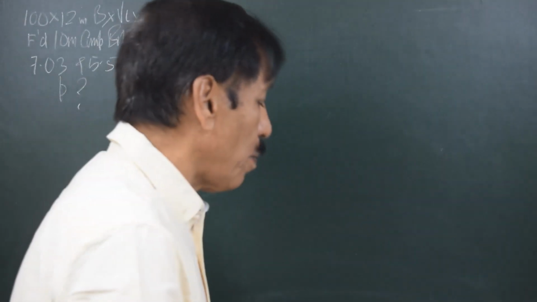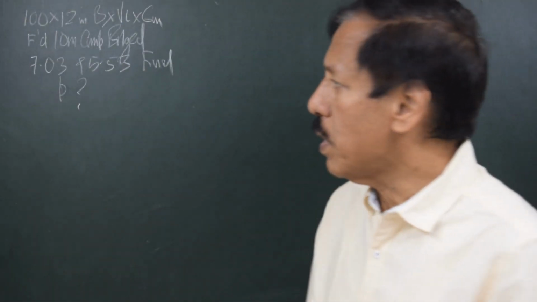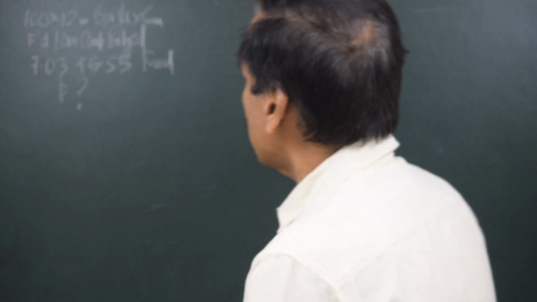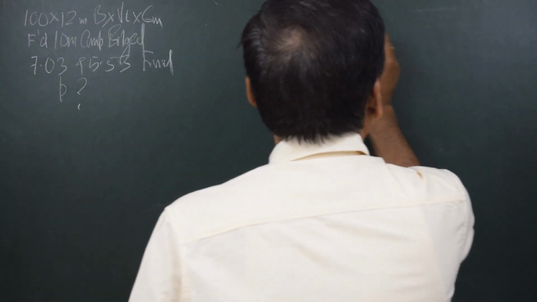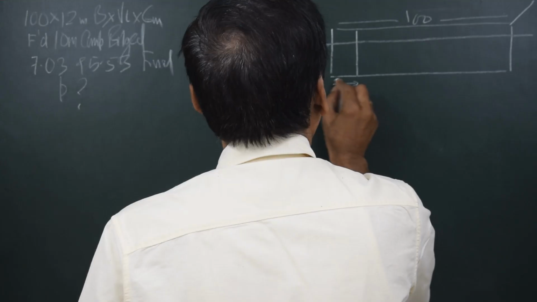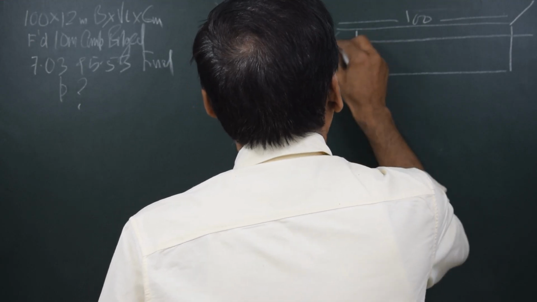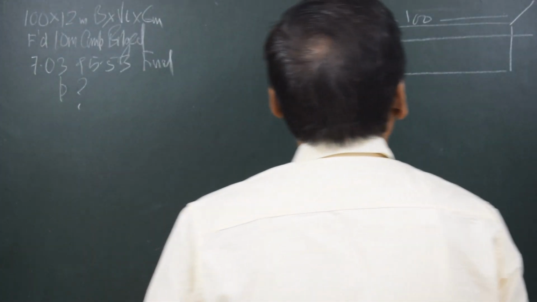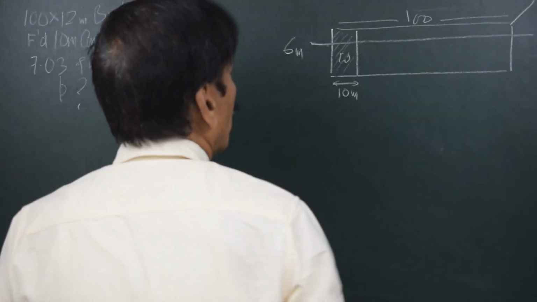So here is a question from my book, Complete Ship Stability. There is a box vessel 100 meter long, and it is 12 meter in the breadth. This ship is floating at an even keel draft of 6 meters. On the forward side, there is a compartment that is 10 meters long. It is filled up with some homogeneous cargo, and the damage occurs to this compartment.